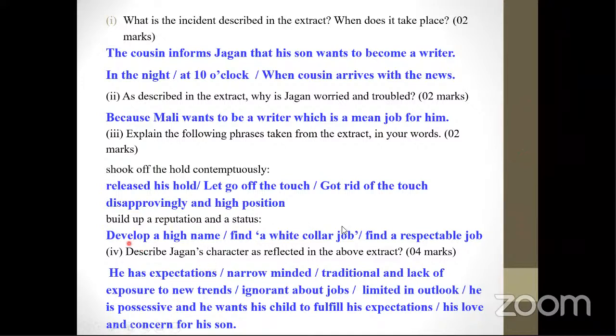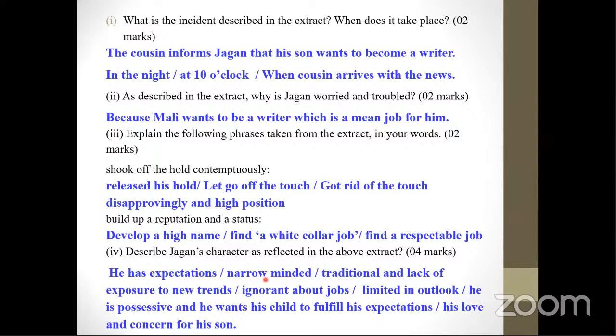Describe Jagan's. So the 3 answers are here for the build up a reputation. Reputation means a job, respectable, higher recognition, status coming there. And describe Jagan's character as reflected in the above extract. He has expectations. Jagan's expectations are there for his son. He's kind of narrow-minded. Why do we say narrow-minded here? He doesn't know the purpose of a writer. Difference between writer and clerk. In his context, he knows about a clerk. He doesn't know who a writer is.